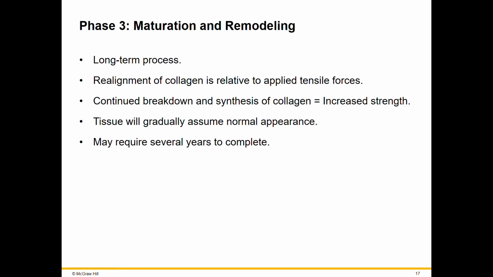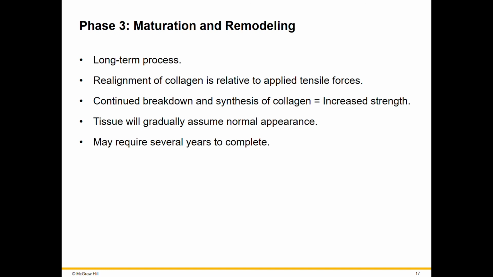Okay, let's go ahead and move on to the last phase of the healing process, and that's going to be the maturation remodeling phase. The maturation remodeling phase of healing is a long-term process. This phase features a realignment or remodeling of the collagen fibers that make up scar tissue according to the tensile forces to which that scar is subjected.